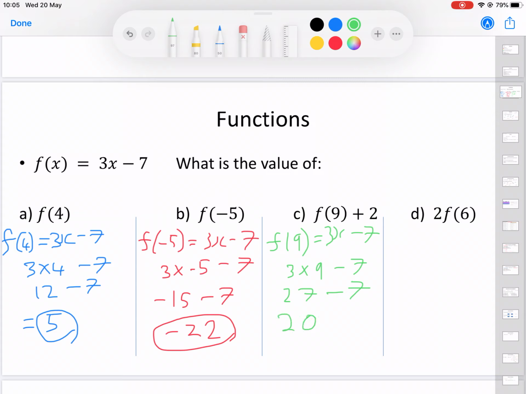Okay. But then we had this plus 2 on the end, so now we go through that stage of plussing 2. So my answer is 22.